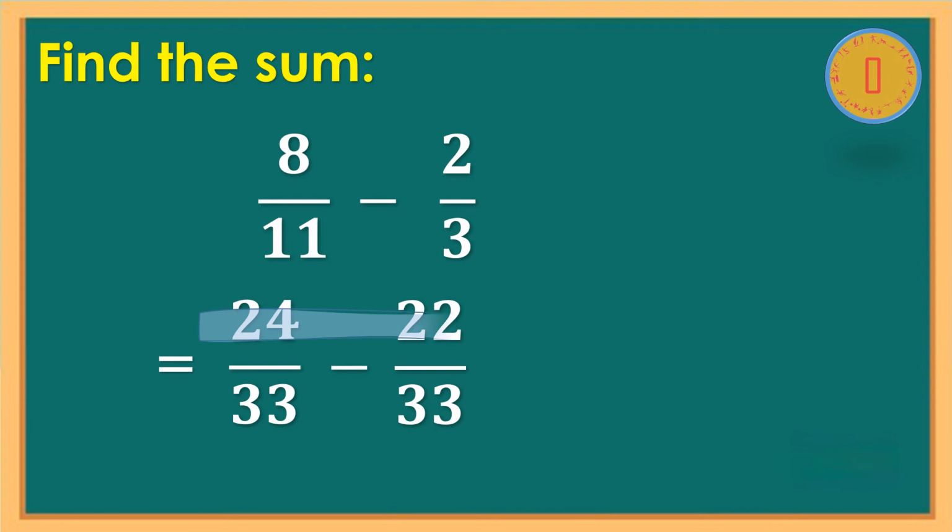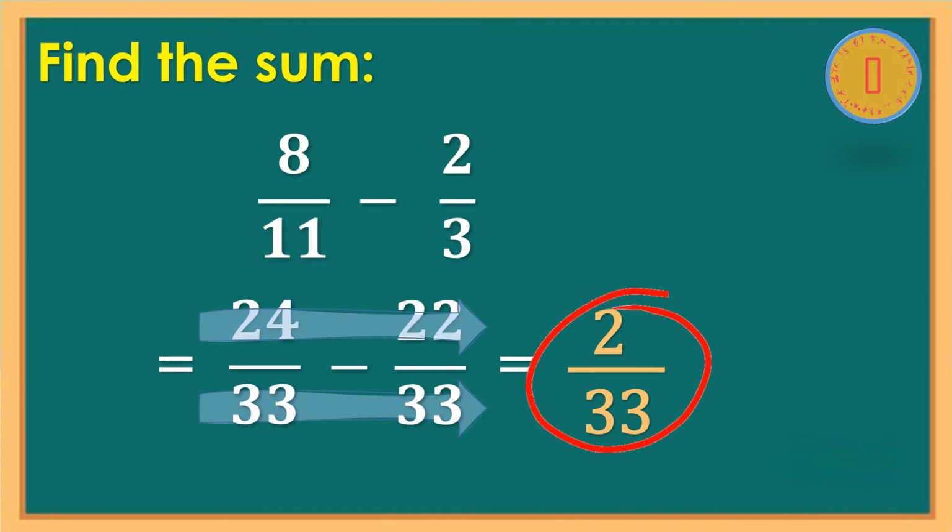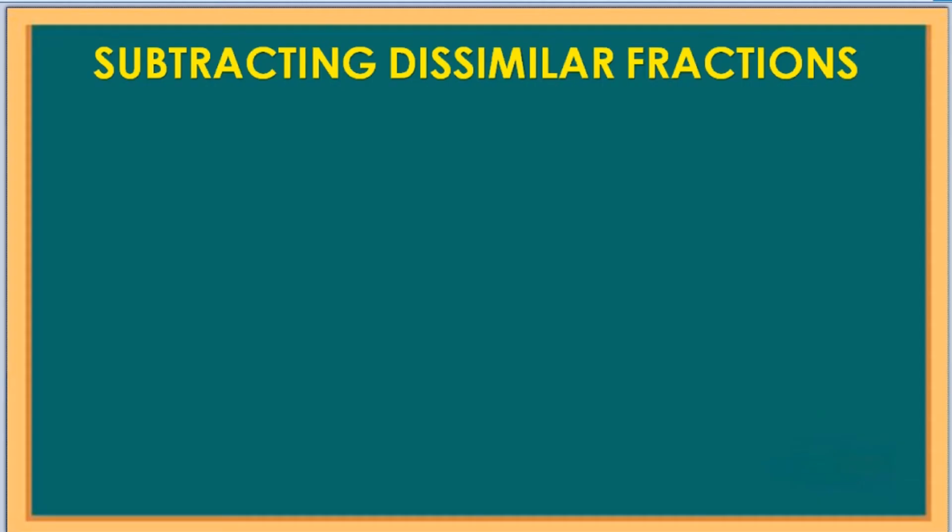24 minus 22 is 2. Then copy the common denominator, 33. The final answer is 2/33. Subtracting dissimilar fractions. Let us have an example.